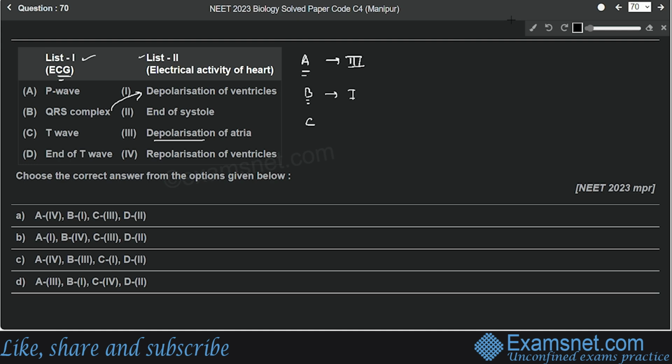Third one is T wave. T wave represents repolarization of ventricles. So it will be matched with number 4. And the last one is end of T wave, which represents end of systole. So it should be matched with number 2. So according to this, the correct answer will be option number D.